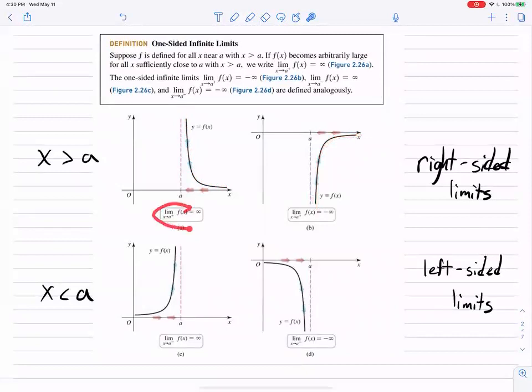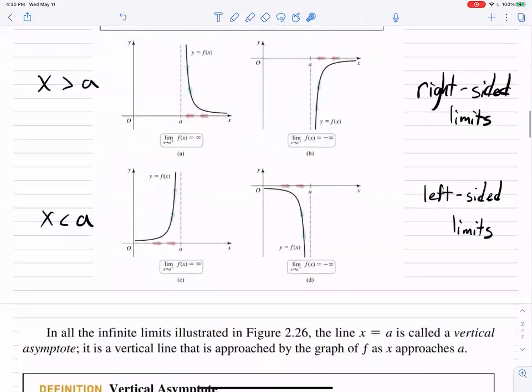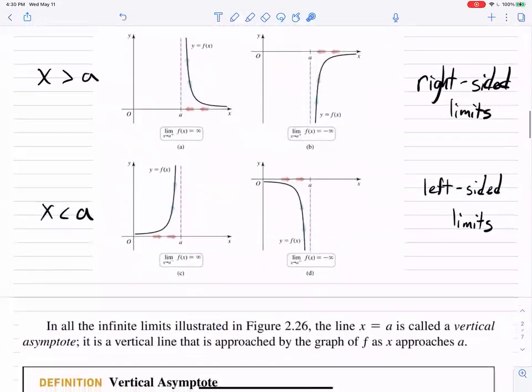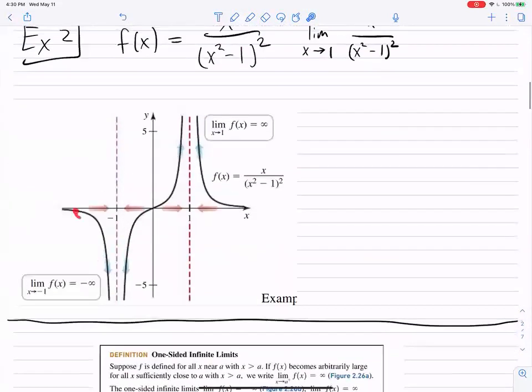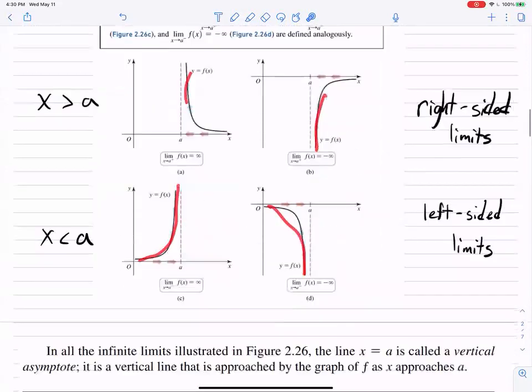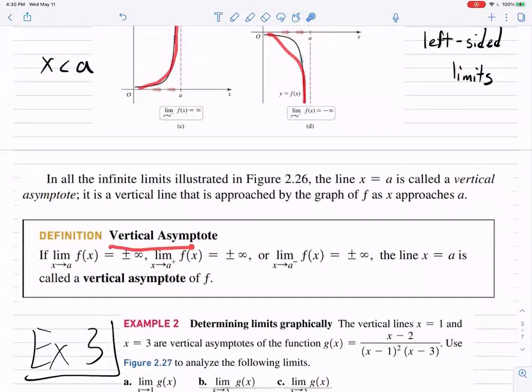We would say the limit as x approaches a from the right of f of x is infinity, or the limit as x approaches a from the right is negative infinity. And you can have the same thing if you approach from the left, going to positive or negative infinity. So if we have a one-sided limit blowing up to positive or negative infinity, or a two-sided limit that blows up, which is just two one-sided limits blowing up, then the idea is that we have what's called a vertical asymptote.